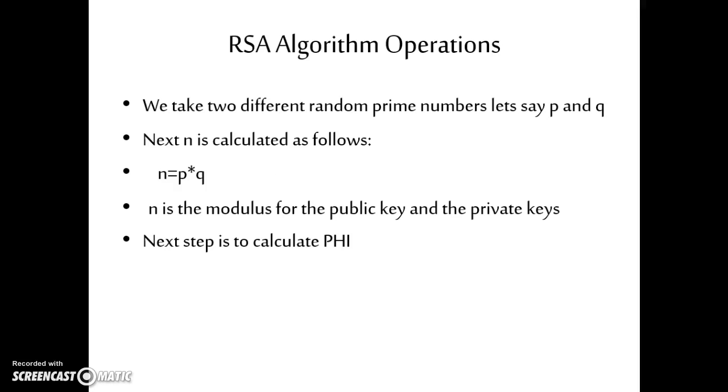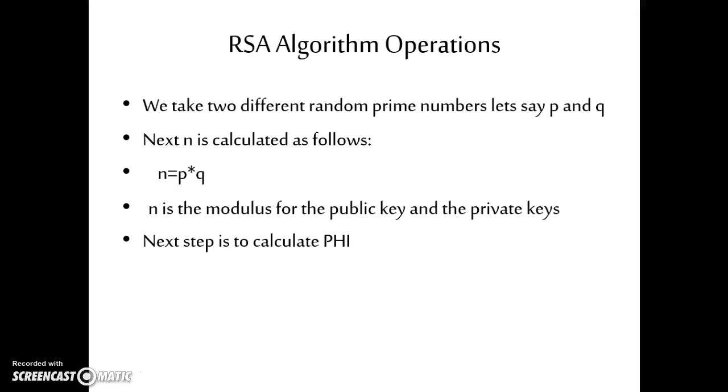Let's see operations of RSA algorithm. Here we consider two prime numbers P and Q. Now n is calculated. What is n? N here is the product of the two prime numbers P and Q. N is the modulus of the public key and the private keys.